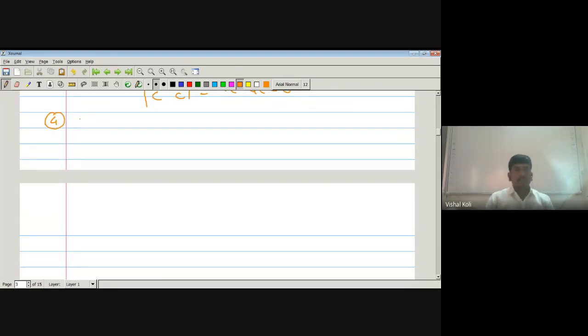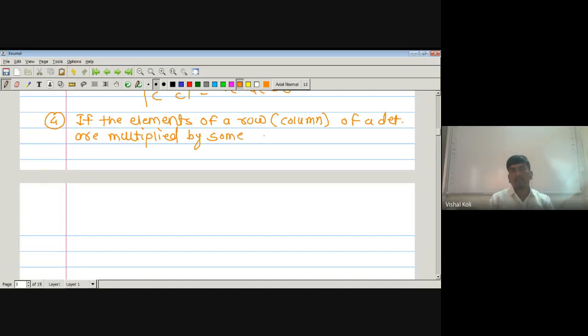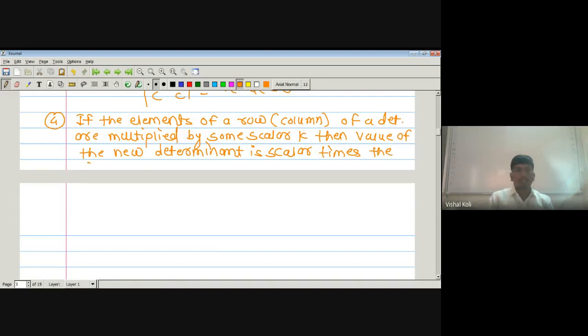The fourth property: if the elements of a row or column of a determinant are multiplied by some scalar k, then the value of the new determinant is k times the original determinant.